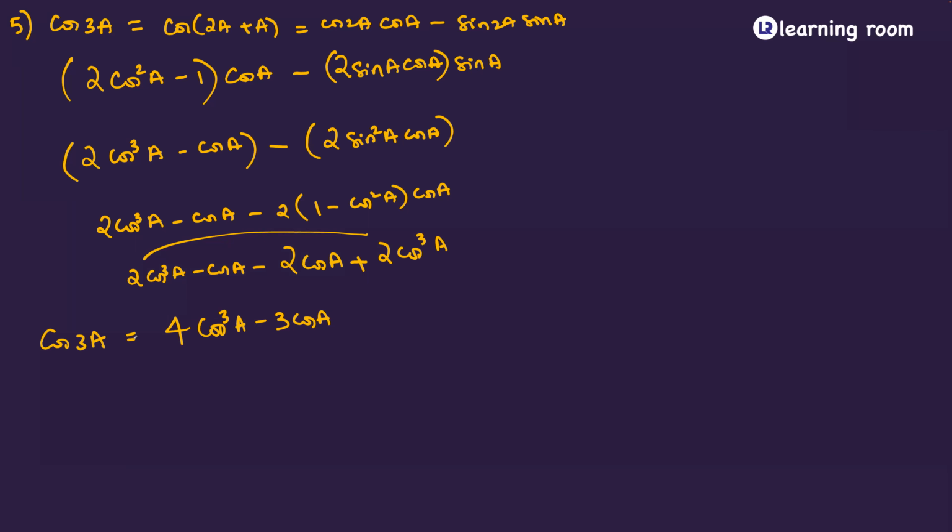If you observe, it is exactly the reverse of what you observed in sine. So it is 4 c cube minus 3c. There it was 3s minus 4s cube, right? It is exactly the reverse.